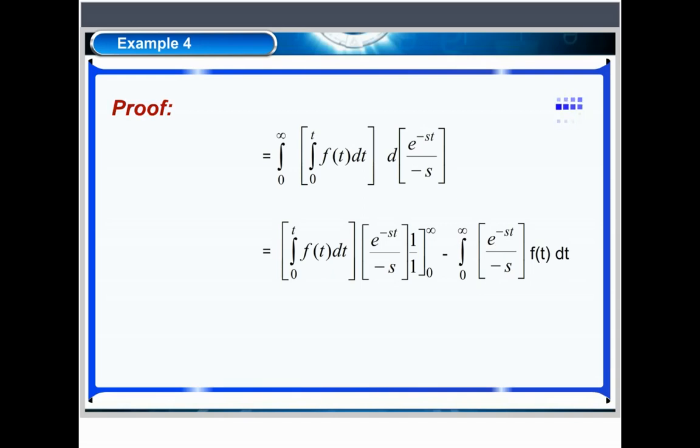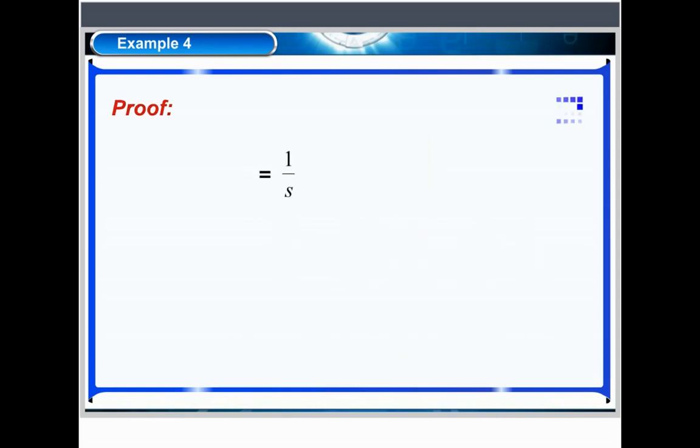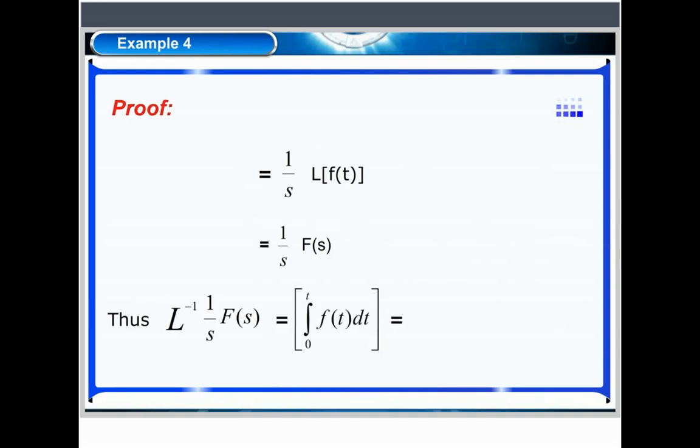Here we use the formula uv minus integral v du. It equals 0 minus 0 plus 1 by s into integral 0 to infinity e^(-st) f(t) dt, equal to 1 by s into L of f(t), equal to 1 by s into capital F(s). Thus, L inverse of 1 by s into F(s) equals integral 0 to t f(t) dt, equal to integral 0 to t L inverse of F(s) dt.